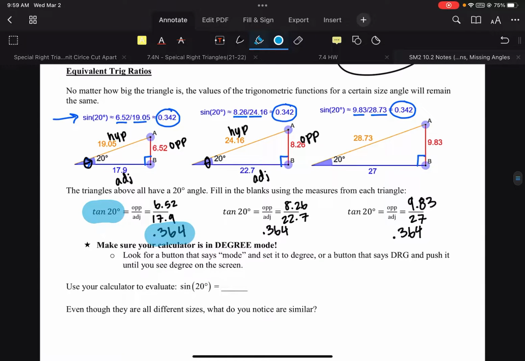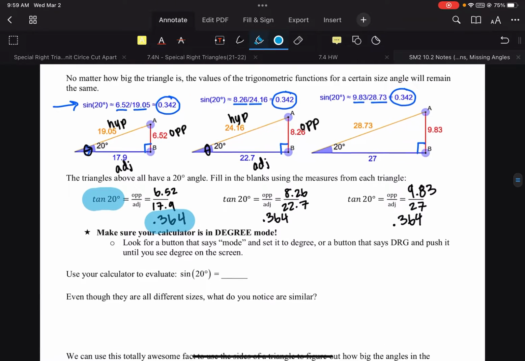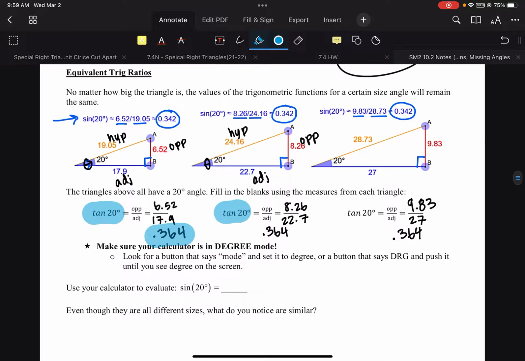The tangent of 20, oh, why did my pen just stop working? The tangent of 20 is always 0.364. So if you want to know what the sine, cosine, or tangent is of any specific angle measure, you actually don't even need a triangle. You can just use your calculator. So get a calculator. If you do not have a calculator that has a sine, cosine, or tangent on it, you're going to need to borrow one of mine. So go grab them.